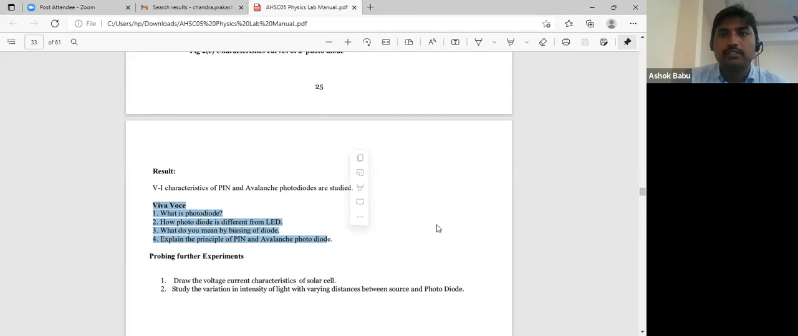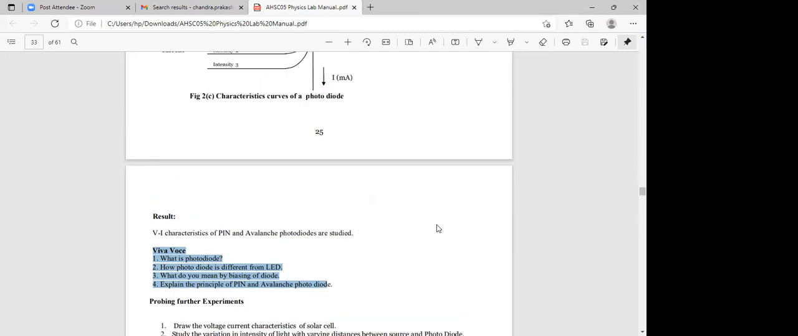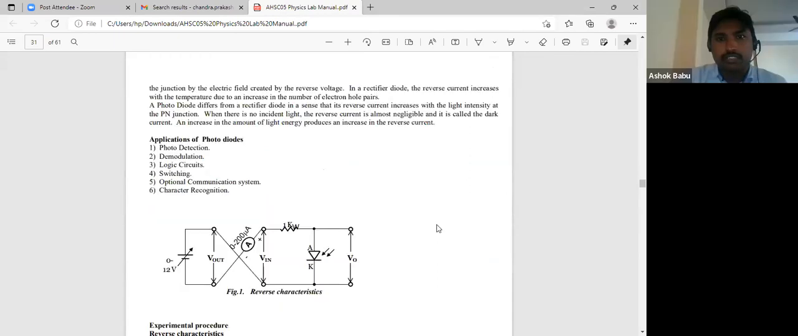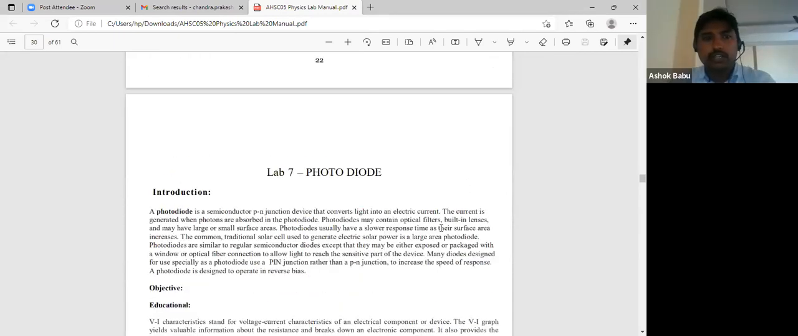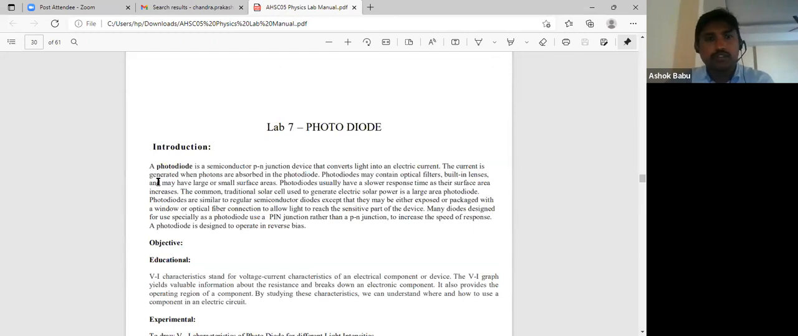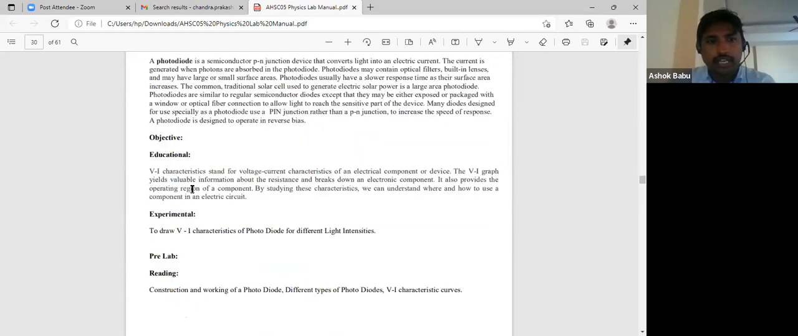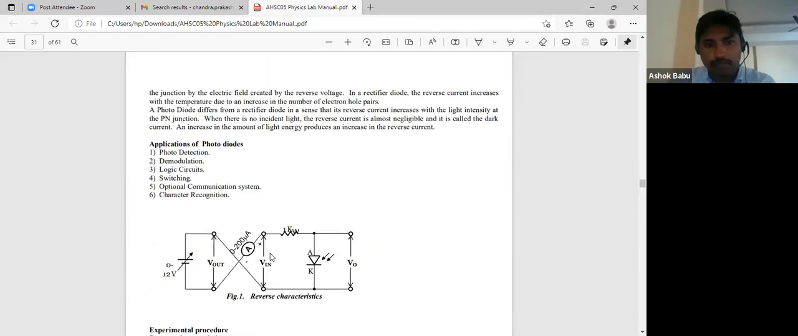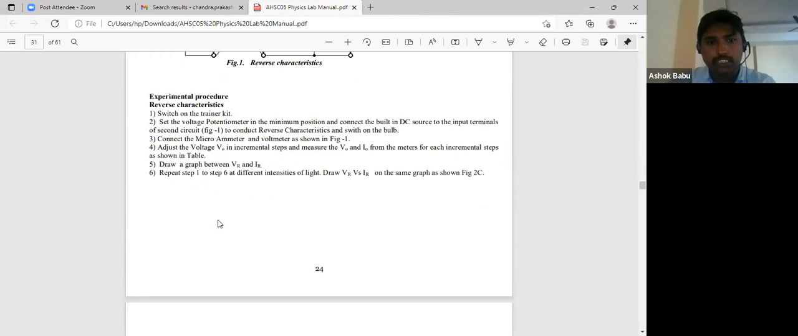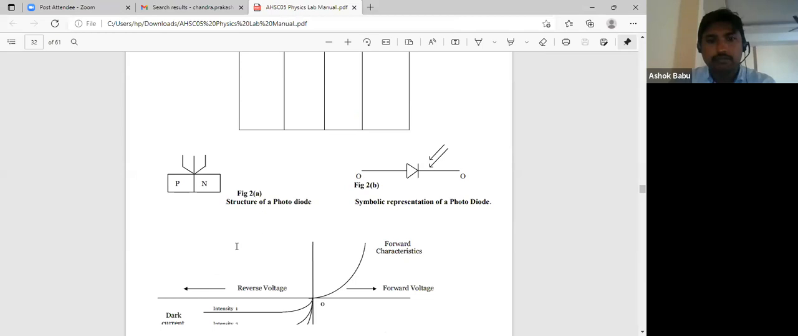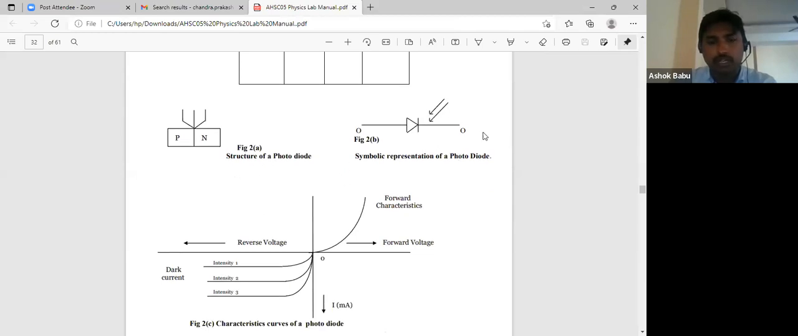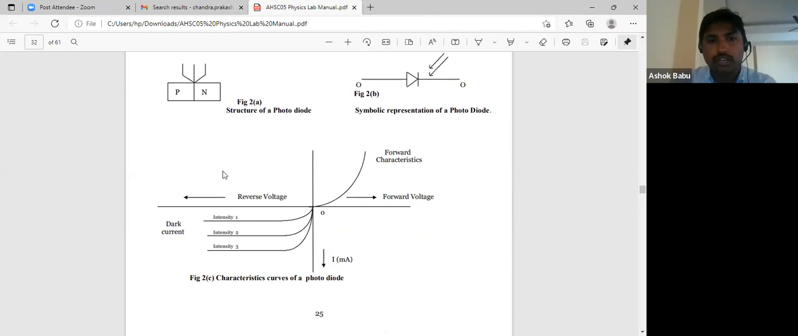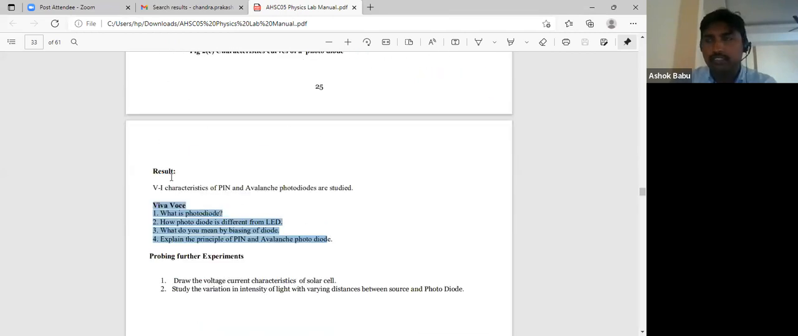Is it clear, amma? Yes, sir. Give me doubts on VI characteristics and about your worksheet. So, introduction and aim of the experiment, then circuit diagram, experimental procedure, observation table, the two diagrams of symbolic representation of photodiode, and model graph. After that, result and answers for the viva questions. These are enough to write in the worksheet.